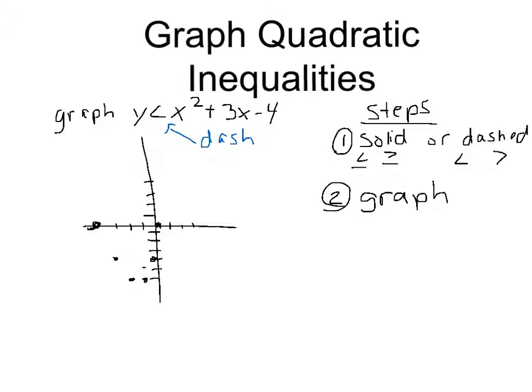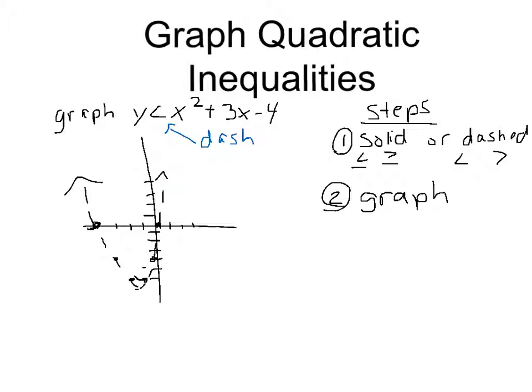And because this is just a less than, we would dash our parabola. So our parabola would be a dashed line. We know that the vertex is somewhere down here in between -1 and -2, so we're just going to guesstimate and draw it in from there.